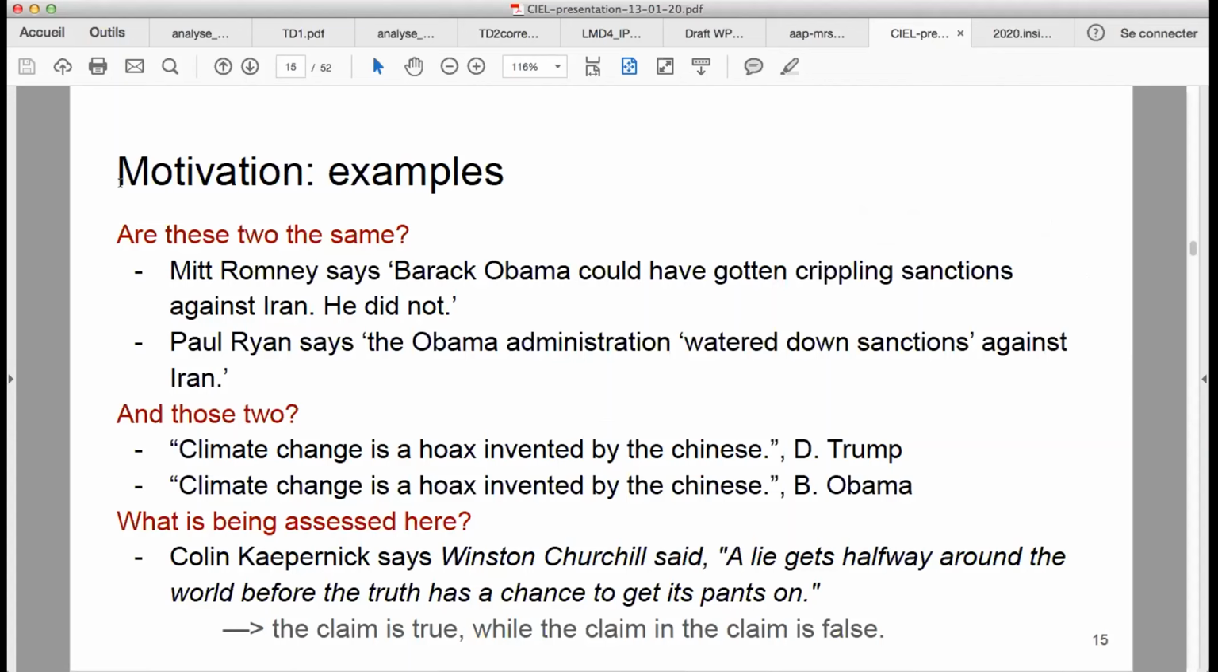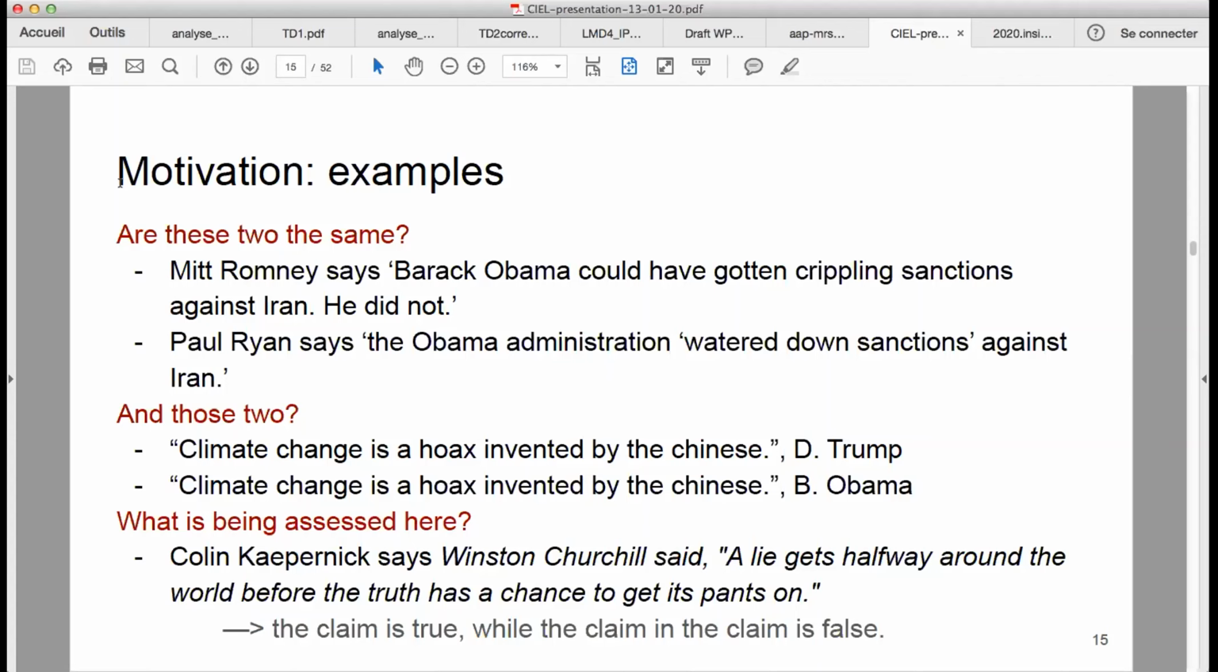So the first motivation of this work, to model claims, I would like to illustrate with some examples. In the first place, look at these two claims on the top. Mitt Romney says that Barack Obama could have gotten crippling sanctions against Iran, he did not. And the other one: Paul Ryan says the Obama administration watered down sanctions against Iran. Are these two claims the same? To a certain extent, they convey the same meaning, but they have been said by different people on different occasions. So probably the intention behind these two is not exactly the same.